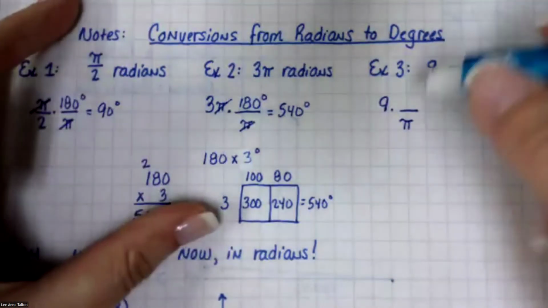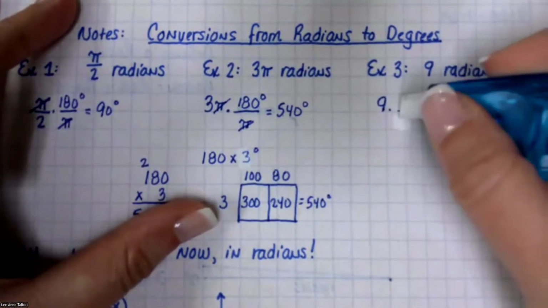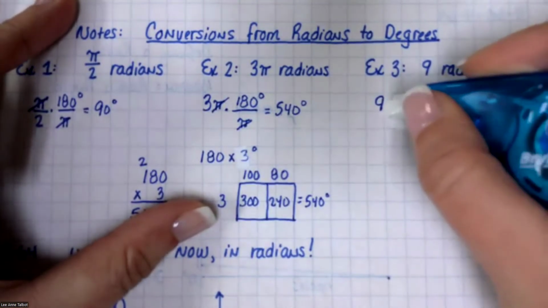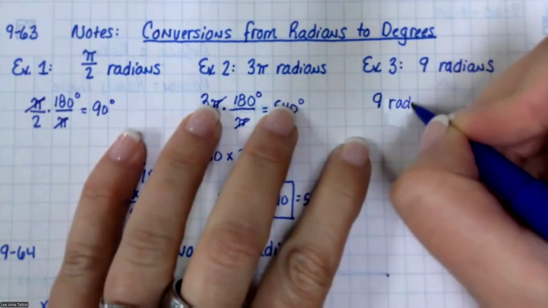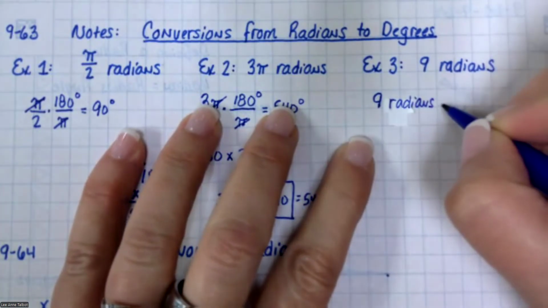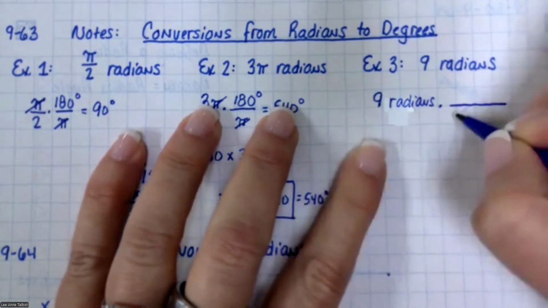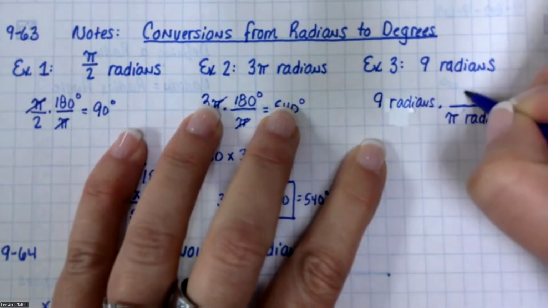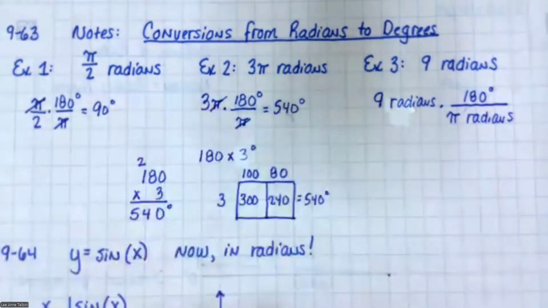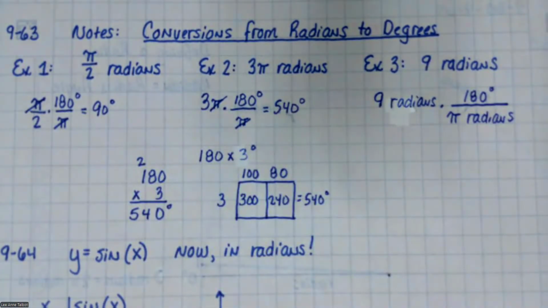Okay, I'll write it out. Nine radians times line. What I'm saying is, if you don't have the pi, include the units. That way you can see what to cancel. Cancel out radians, even though there's no pi on there to cancel.